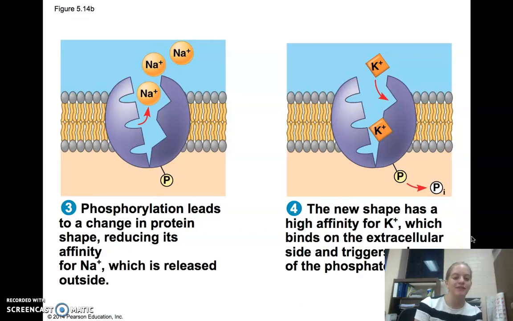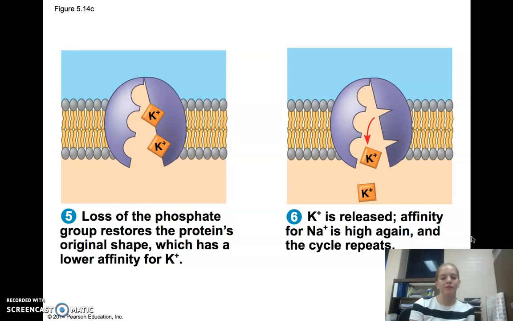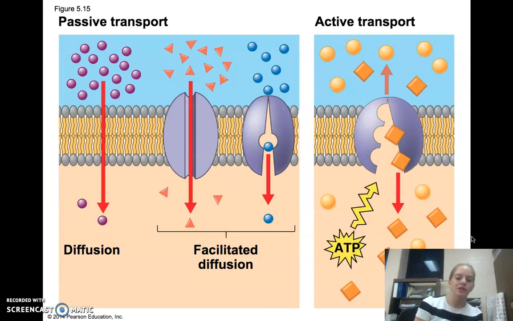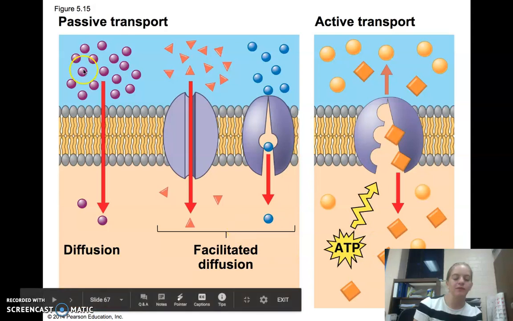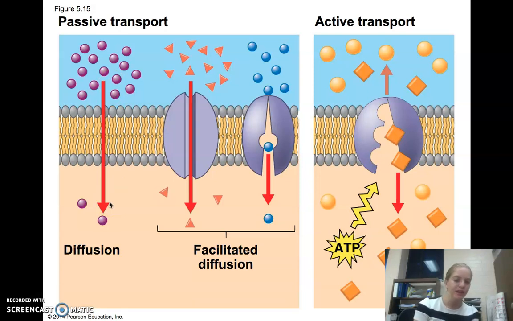So it has to have that ATP energy in order to move against its concentration gradient. So this is kind of a summary of the different types of transport. Regular diffusion is movement along the concentration gradient from high concentration to low concentration. No extra help or energy is required.